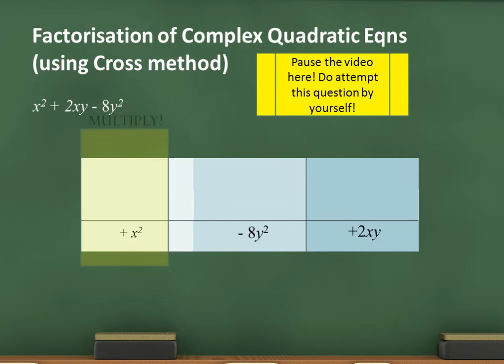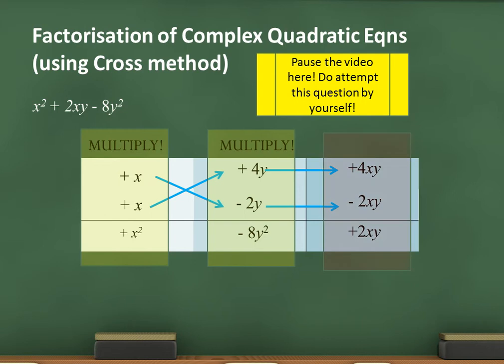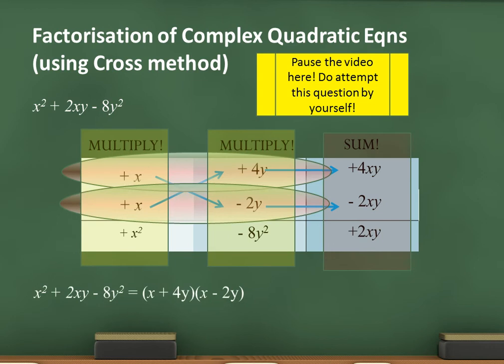First column, still multiply, x squared is broken up into x and x. Second column, you may need to try a few combinations before you can get the answer. But the correct answer should be positive 4y and negative 2y. Cross multiply to get the last column. Sum them up to check whether it's correct. Once it's correct, our answers are in the two ovals here. We get (x + 4y)(x - 2y).